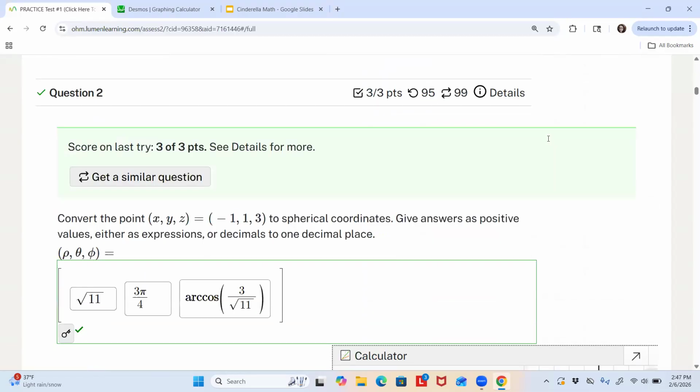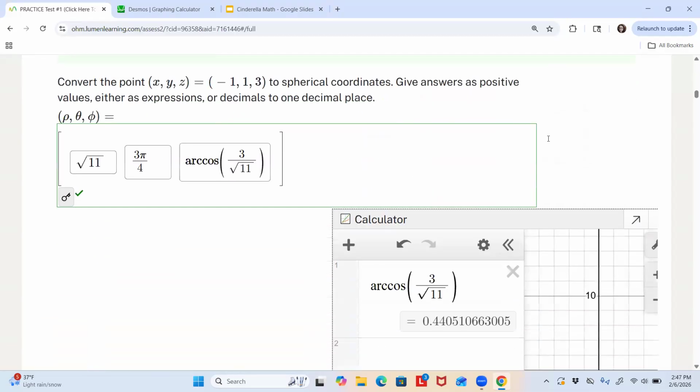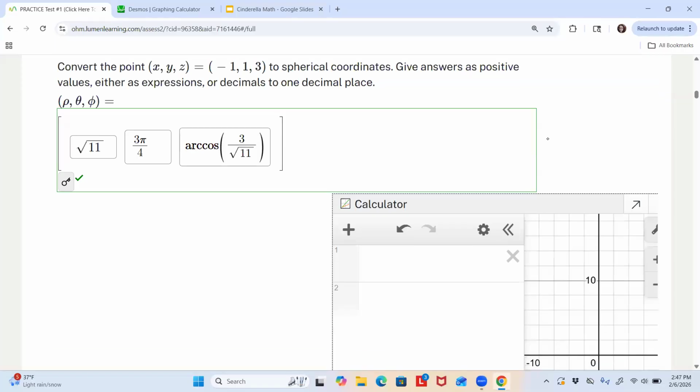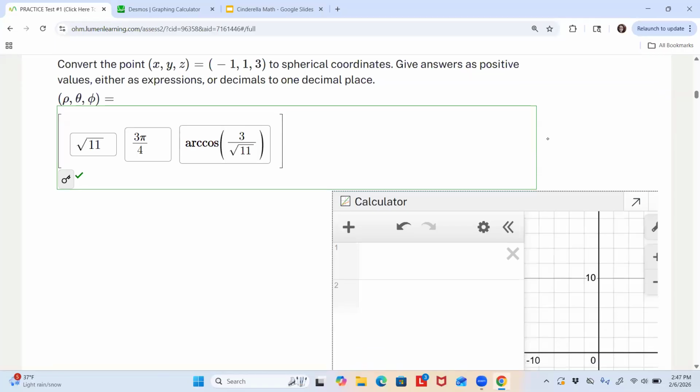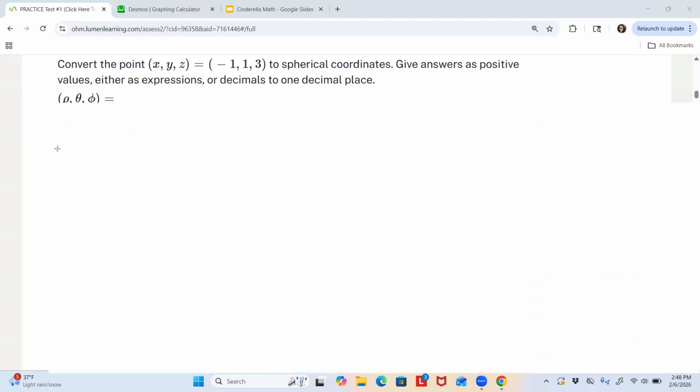Number 2. Convert that point into spherical coordinates. All right. We have some formulas we need to know here. So this is just our normal point, rectangular, if you will, Cartesian, x, y, z. And we're going to spherical, rho, theta, is that phi? I can never remember what that one's called. It's fine. Here are the formulas you need to know. So again, if you're allowed a formula sheet, let's write these down.